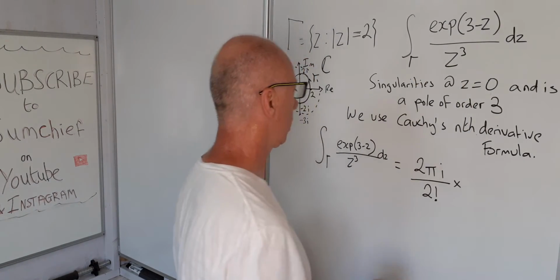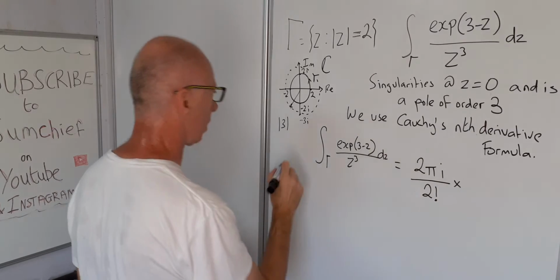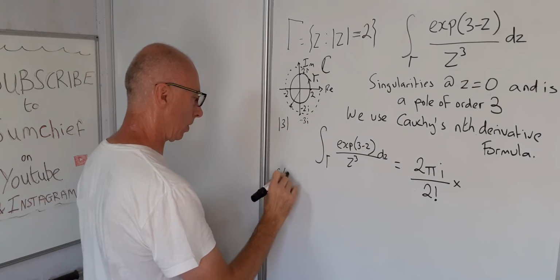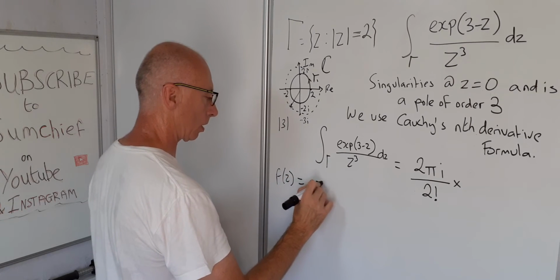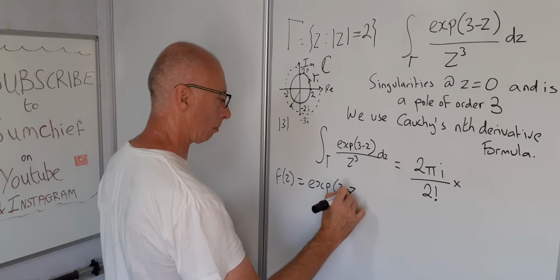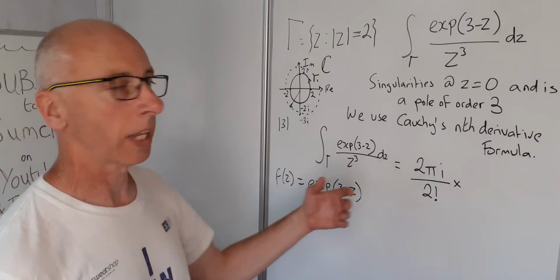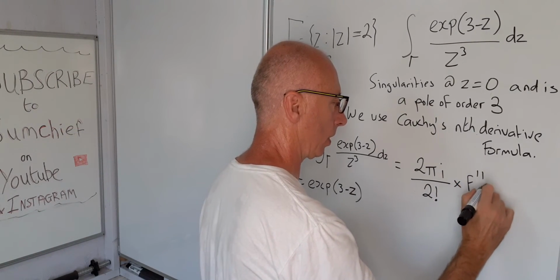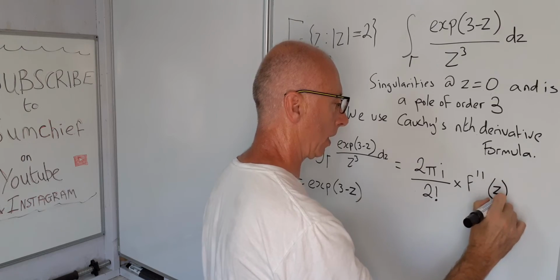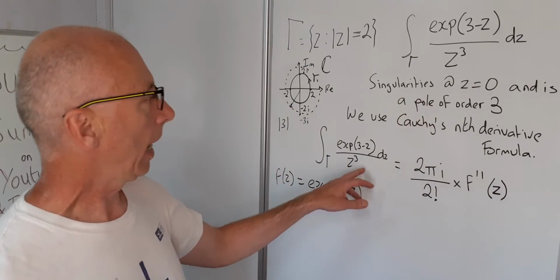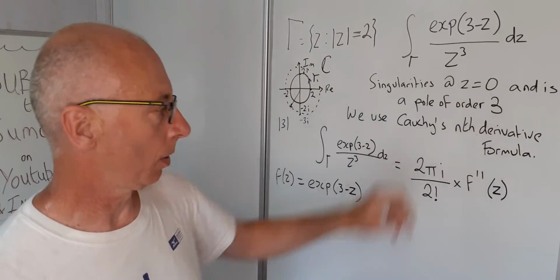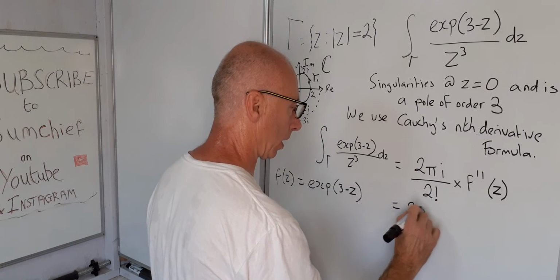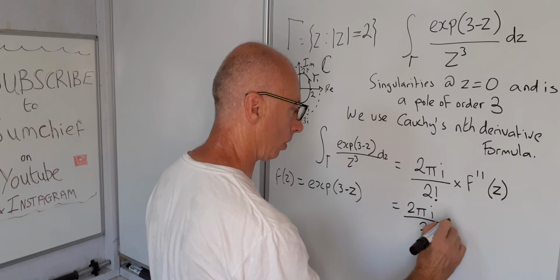So let's just write down f of z equals exponential 3 minus z. Now what we need to do is take the second derivative, and we take it at the point 0. So here we've got 2 pi i over 2.